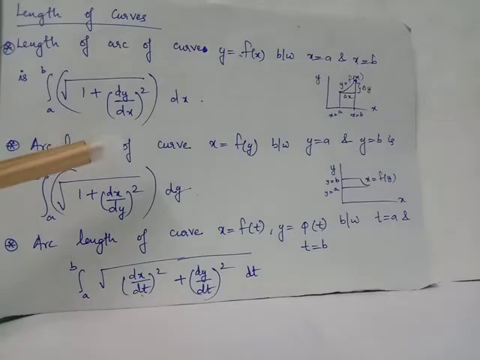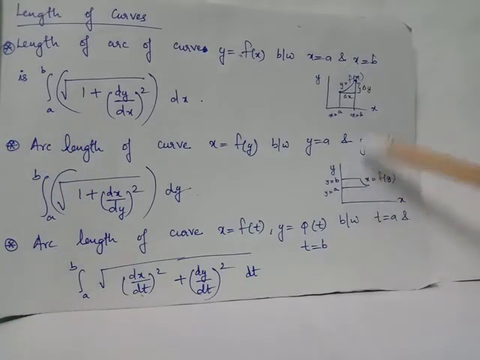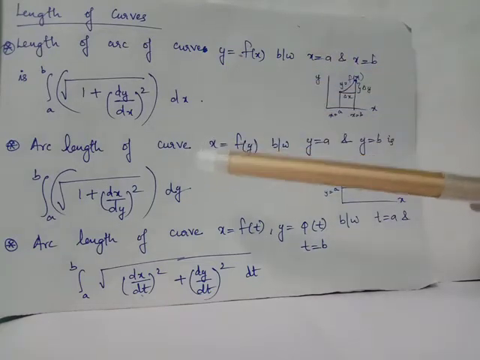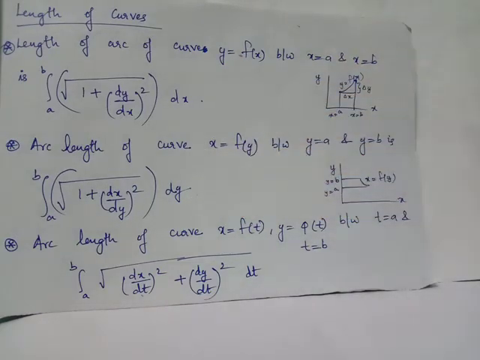And arc length of curve x equal to f of y with the boundaries y equal to a and y equal to b is given by integral a to b root of 1 plus dx divided by dy the whole square into dy. If you have parametric equations x equal to f of t and y equal to phi of t with the boundaries of parameter t from a to b, the corresponding arc length is obtained by integral a to b root of dx by dt the whole square plus dy by dt the whole square into dt.